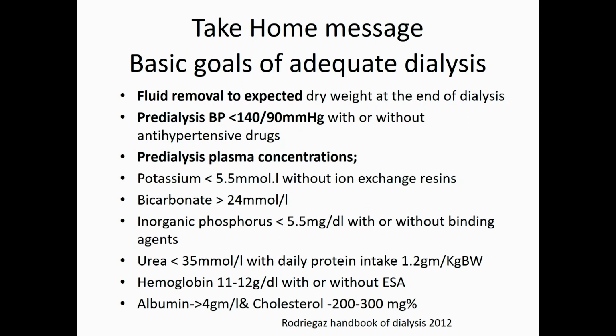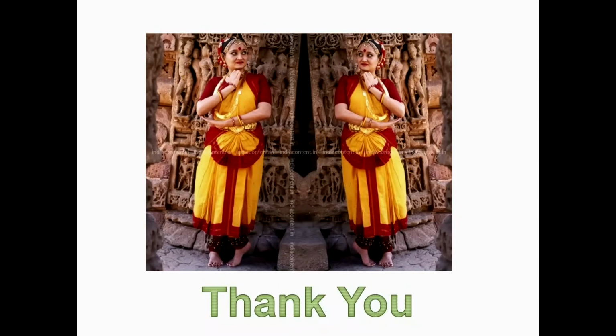The take home message is: the fluid expected to be removed depends on the dry weight, and it should be less, only 10% is better. Pre-dialysis blood pressure less than 140 without antihypertensives is a goal, but it can happen when you reduce the dry weight. Potassium should be controlled, bicarbonate around 24, inorganic phosphorus should be controlled, hemoglobin should be around 11 to 12, and albumin should be maintained so that we can achieve this.